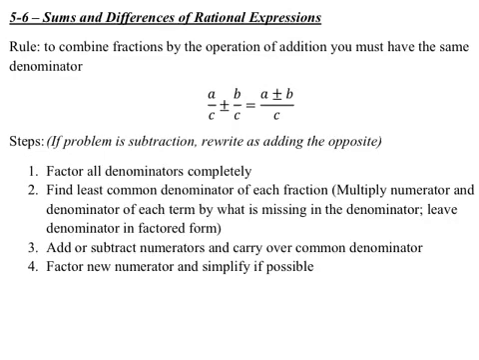5-6 for us, okay? So the rule of thumb is this. To combine fractions by the operation of addition, you must have the same denominator, which all of you know. You don't even have to really write that, right? Just put LCD at the top. Just write LCD. What does that stand for?